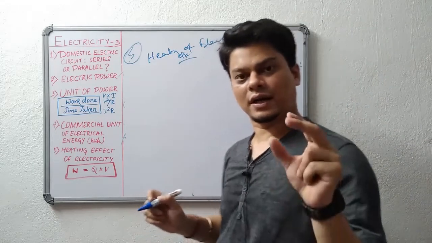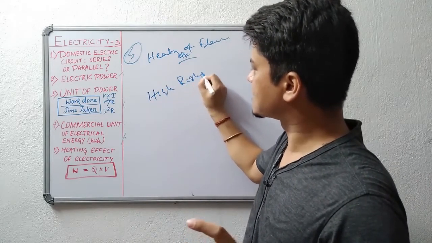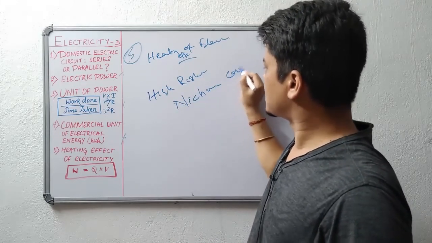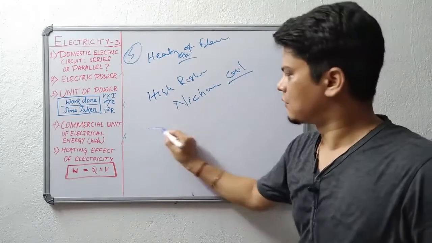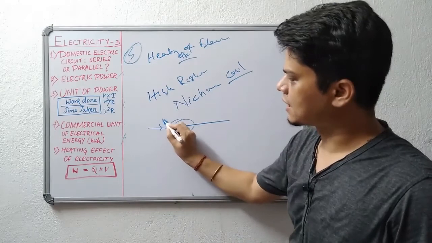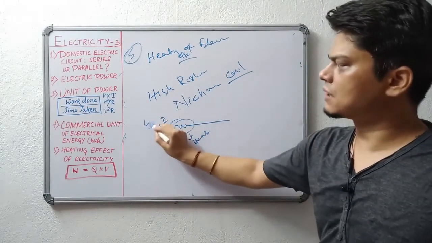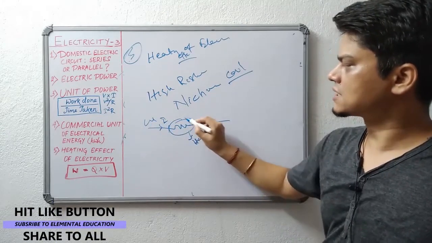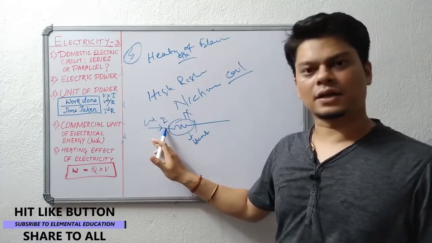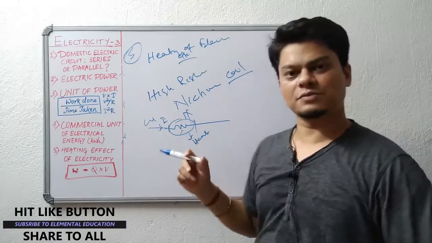Similarly, when we connect to high resistance materials, like the nichrome coil we have already studied, suppose we flow a current I across this nichrome coil. This will get heated up. Why? This part is made of copper, and this is made of nichrome. Copper is a good conductor, whereas nichrome has a higher resistance. If you are not understanding, please watch my second video.